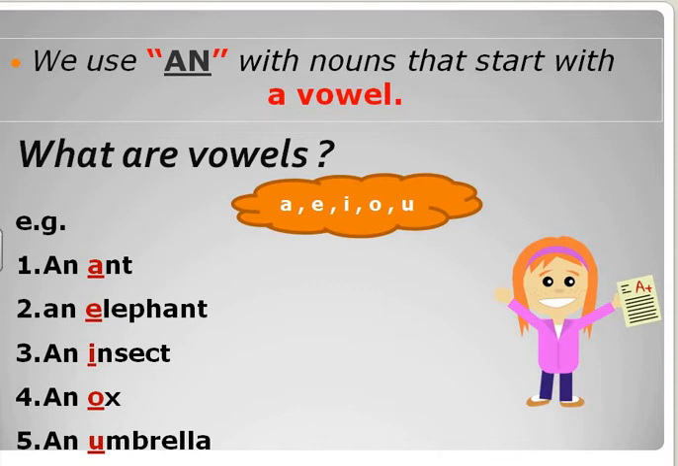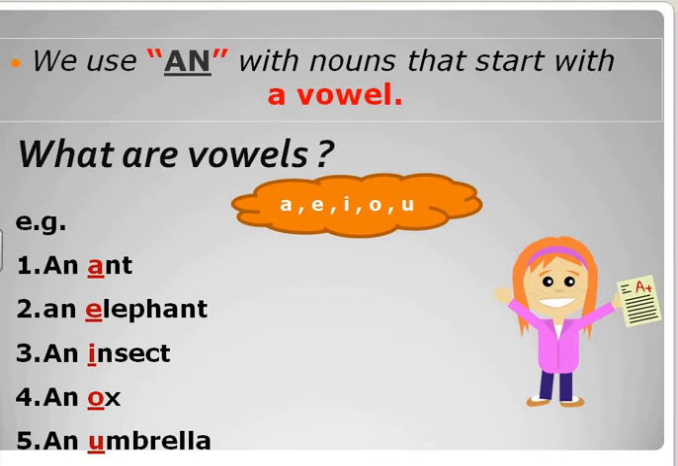For example, number one, ant. Ant starts with the vowel A. So we say an ant. An ant. Repeat. An ant. Elephant. Elephant starts with the vowel E. So we say an elephant. An elephant. Repeat. An elephant.